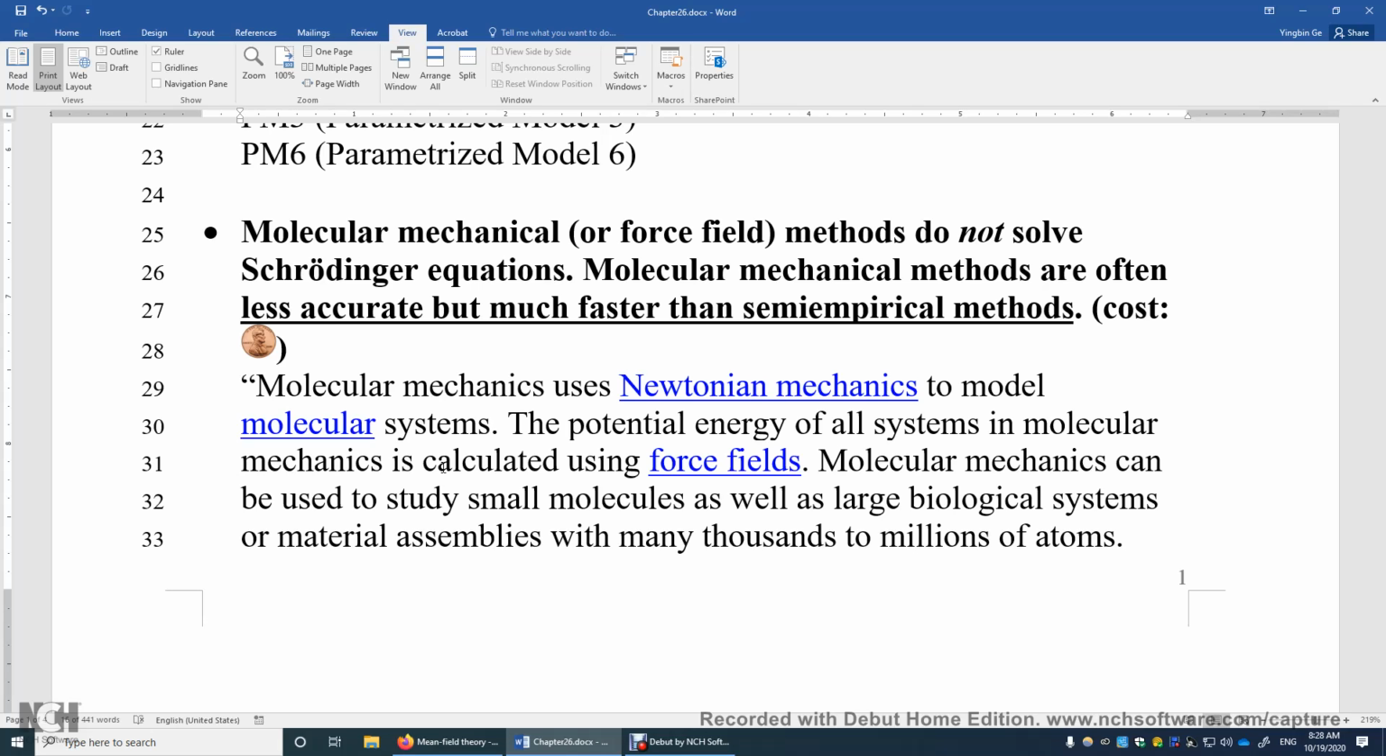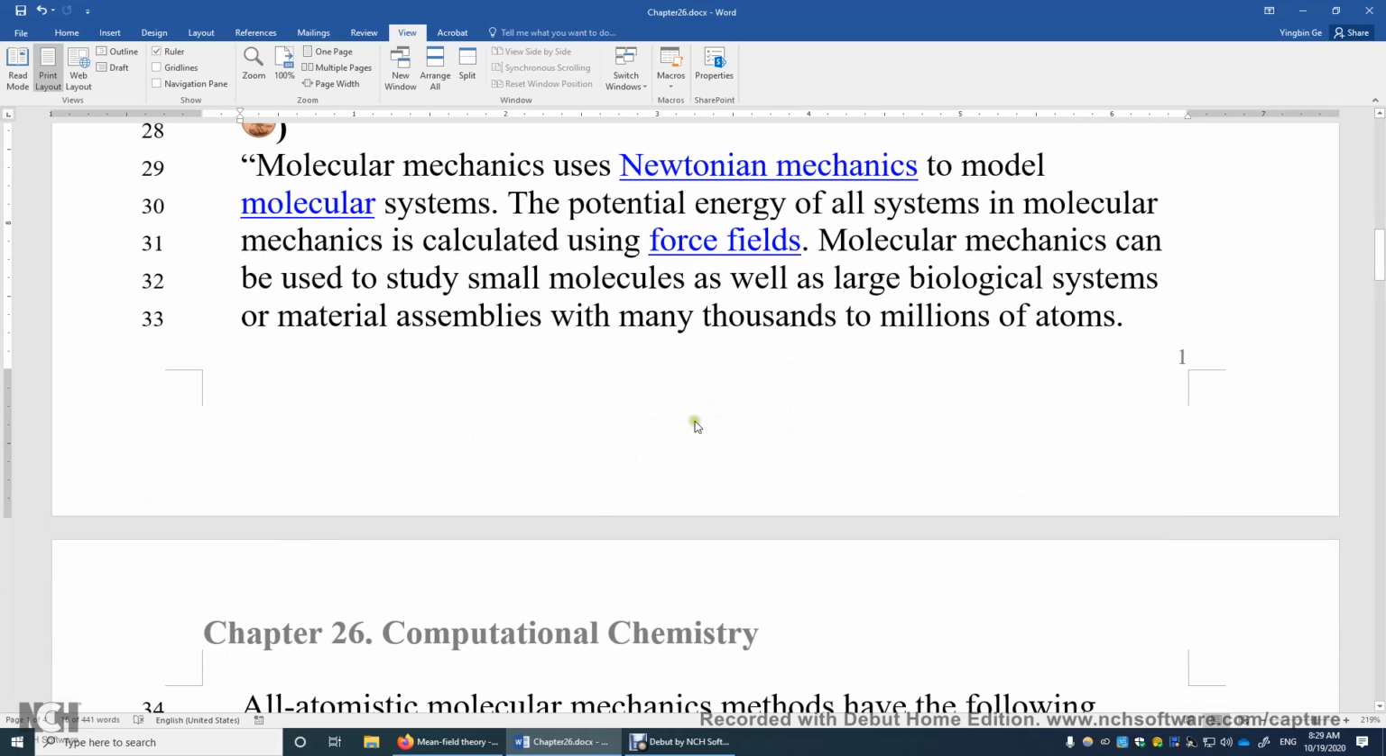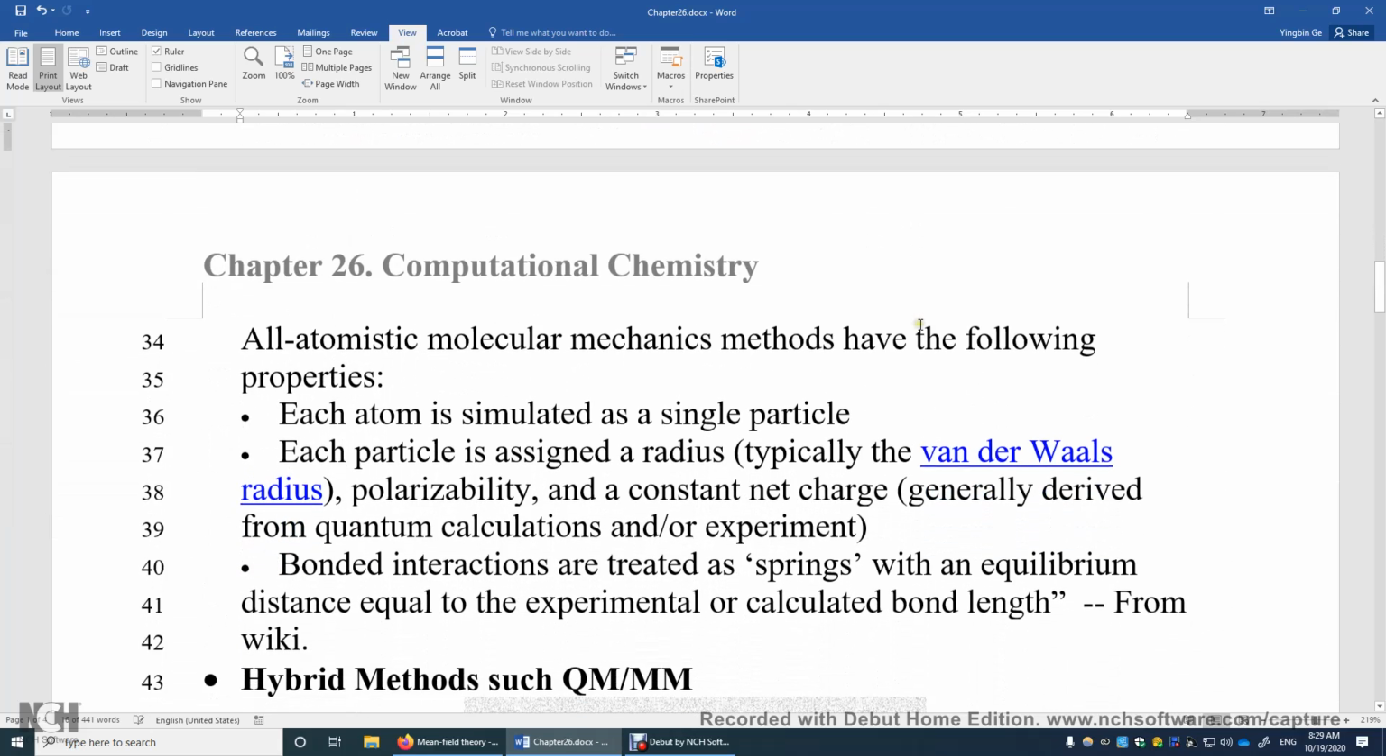So when you do a molecular mechanical calculation for a molecule at its equilibrium geometry, the energy is just zero. So if you stretch a bond or compress a bond in water, then you'll get positive energy compared with the equilibrium geometry of water. Molecular mechanics can be used to study very large biological systems because it's really, really fast. It can be used to calculate a system of thousands or even millions of atoms.